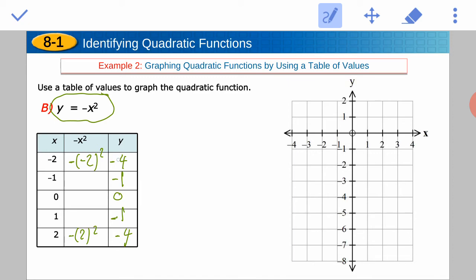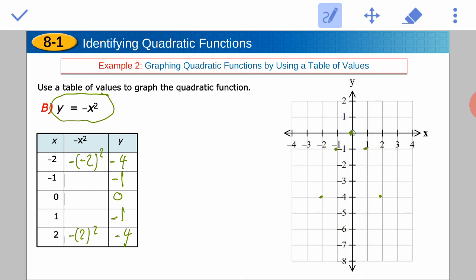Now let's graph negative 2, negative 4. It's right here. Negative 1, negative 1, another point. The vertex is 0, 0. Guys, not every time the vertex is at the origin. Sometimes it is, sometimes it is not. 1 and negative 1, this is the corresponding point to the right. See the symmetry guys. 2 and negative 4.